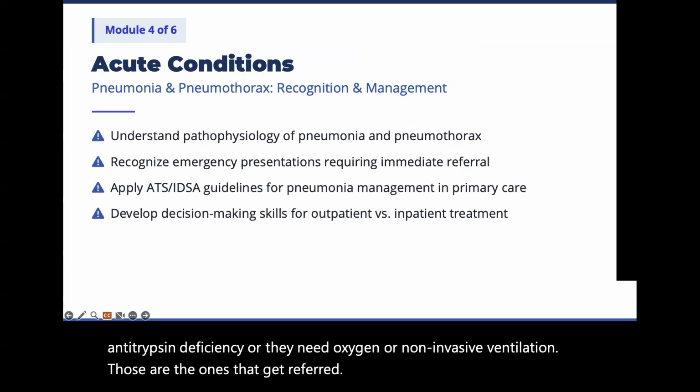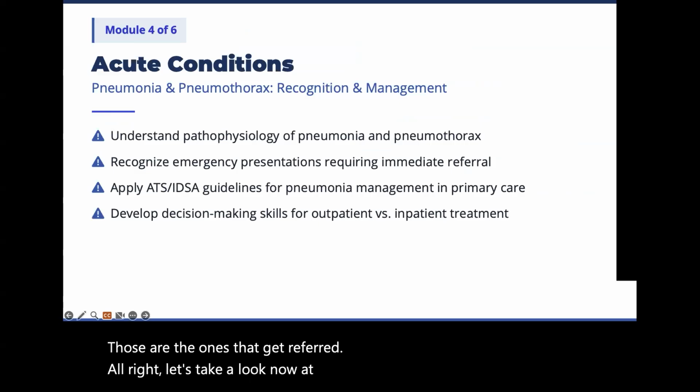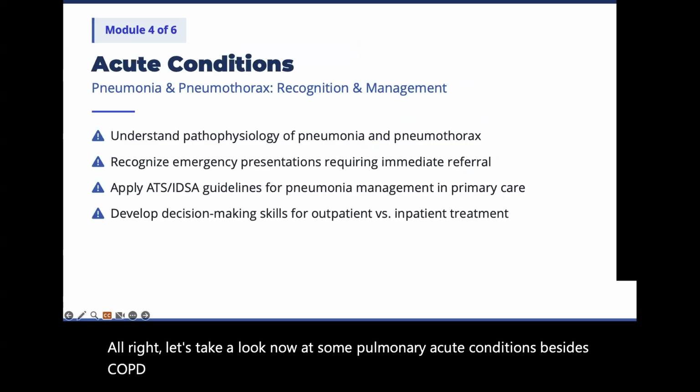All right, let's take a look now at some pulmonary acute conditions besides COPD and asthma. These are some of the bread and butter conditions that will make up who you will treat.